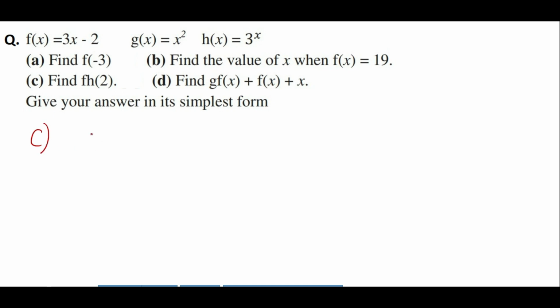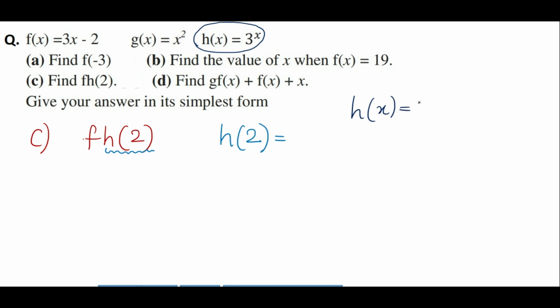Part C, find f of h of 2. Here, the function f is a function of h of 2. Now when you start from this point, first you find what h of 2 is. For that, you go back to the data given. You know that h of x is equal to 3 to the power x. So if h of x is equal to 3 to the power x, then for h of 2, in place of x, you're going to replace it with this 2.